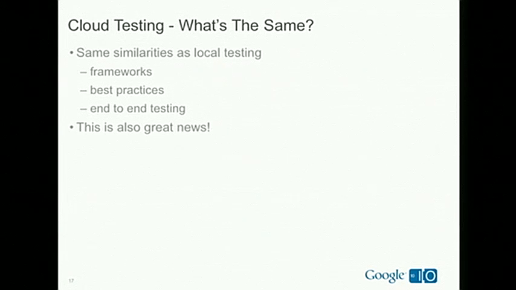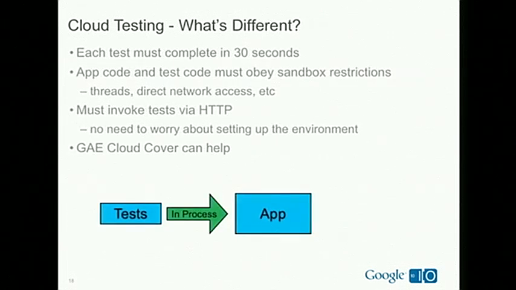So what are the similarities between the types of testing that you're used to doing and cloud testing? Again, your frameworks work. Your best practices work. End-to-end testing. In this case, we're just driving things through the front end of your application. The front end of your application is available on App Engine the same way it is available when you're running locally. So that's the same. Again, this is really good news.